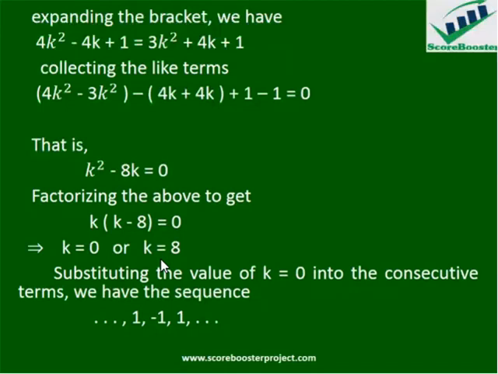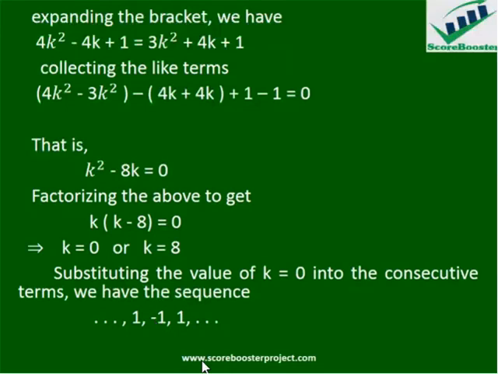So substitute both values of k into the terms of that geometric progression and look for the possible values of r. Since we have two values of k, we already know we are going to have two values of r. Substituting k = 0 into the consecutive terms, the first one is k + 1, which is 0 + 1, giving 1. The second one is 2k − 1, that is 2 multiplied by 0, 0 minus 1, giving −1. And the third one is 3k + 1, 3 multiplied by 0 is 0, 0 + 1, giving 1.